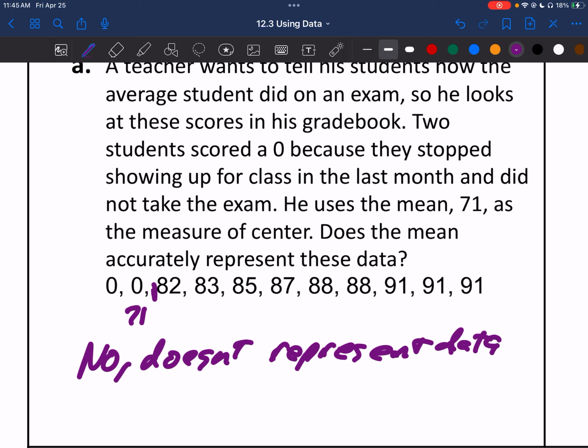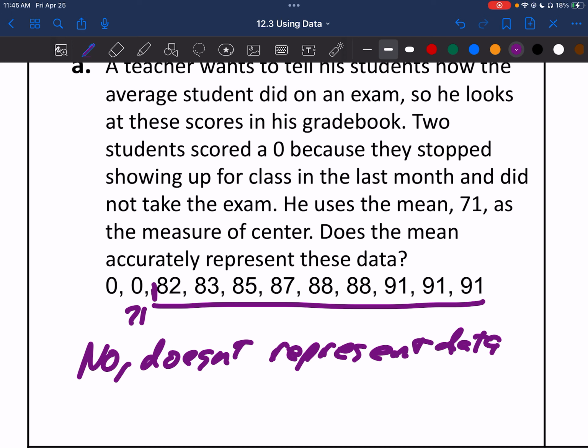So it doesn't represent the data because it's not representing those that actually took the test, right? The mean is below everybody who actually took the test. And this is because you have these 2 outliers, the 2 zeros that are pulling your grade down, and they are outweighing everything else. So now the mean ends up 10 points below what the actual average of all of the other scores would be.